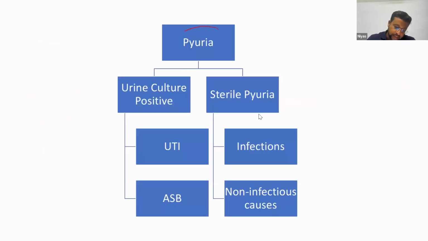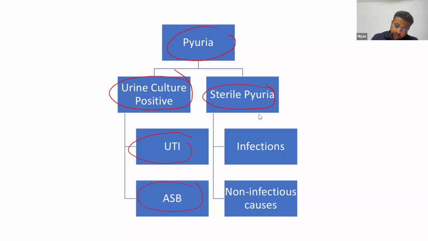Now, all pyuria, as I told, need not be infections. Pyuria can have a urine culture positivity. Here again, it can be a symptomatic urinary tract infection, or it can be asymptomatic bacteriuria also, in which there is only a colonization, the patient is actually not infected. Then there is what is called a sterile pyuria, where the patient has pyuria, but the urine culture is negative.